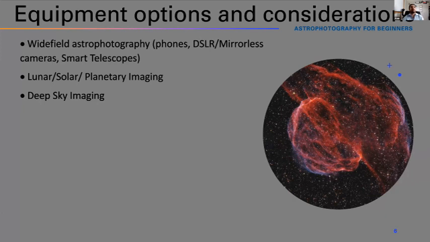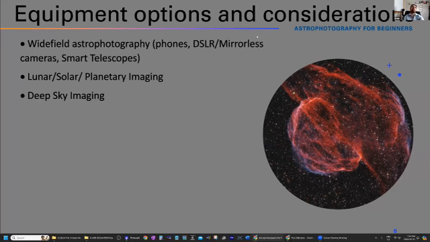So we're going to go over some equipment options initially. That will include wide field astrophotography, such as phones, DSLRs, mirrorless cameras, and smart telescopes. I'll cover lunar, solar, and planetary imaging. And then I'll cover some more advanced techniques for deep sky imaging. But it is all still tailored for beginners.